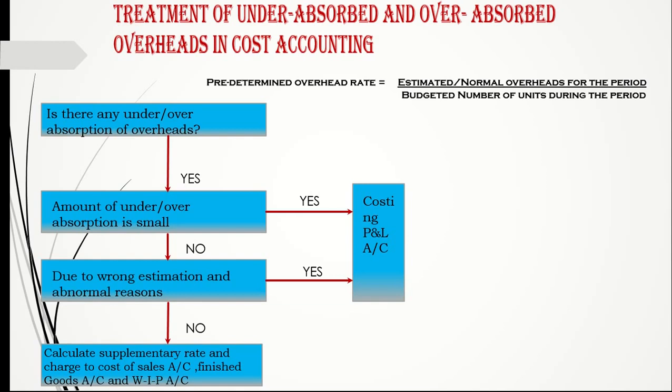Is there any under or overabsorption of overheads? If yes, check to see whether the amount of under or overabsorption is small or due to wrong estimation and abnormal reasons. If yes, charge to profit and loss account. If no, calculate supplementary rate and charge to cost of sales account, finished goods account, and WIP account.